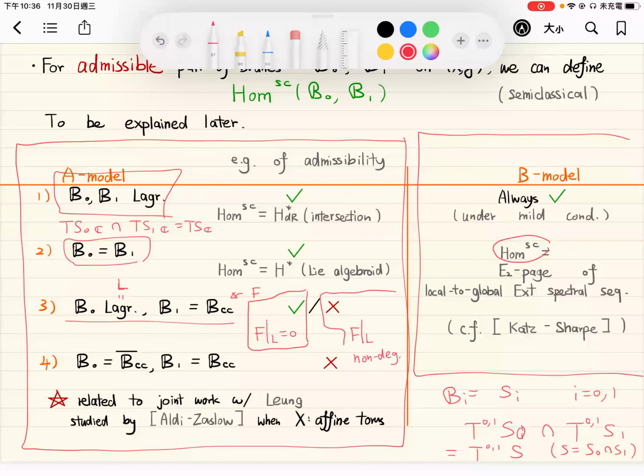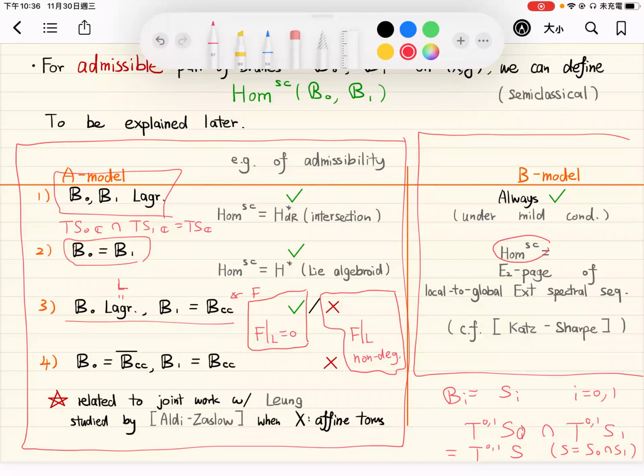Then that is a non-admissible case. So we don't have a systematic way to define, at least semi-classically, the Hom in this situation. But this situation is really interesting because Yu-Tung found that the Hom for B0, BCC in this situation is related to geometric quantization. And I will also talk about it very soon.